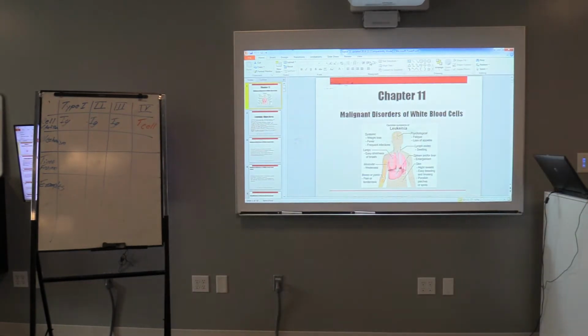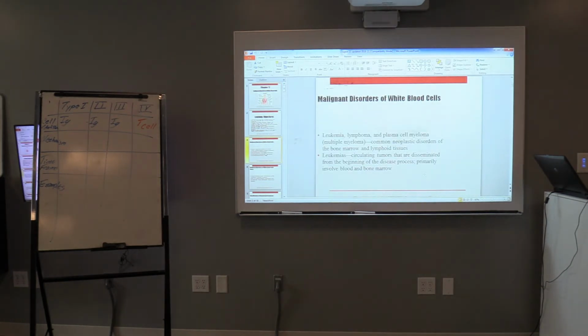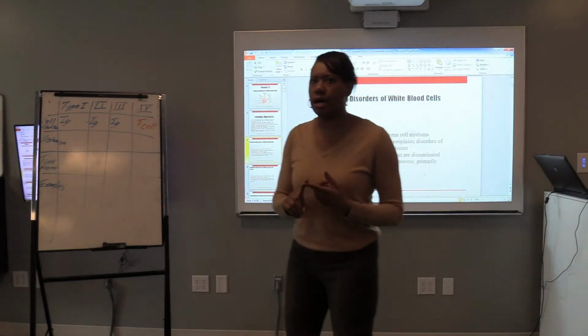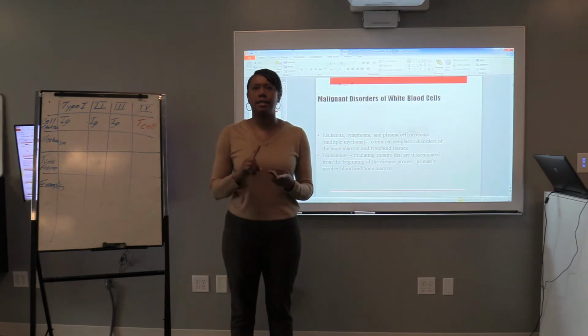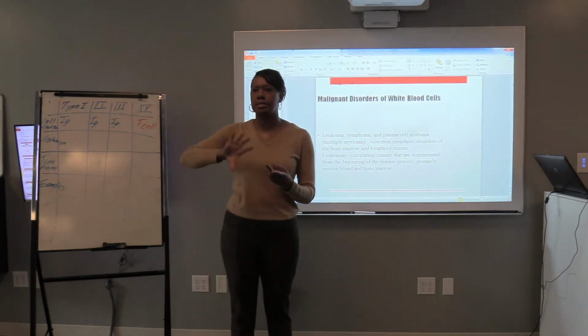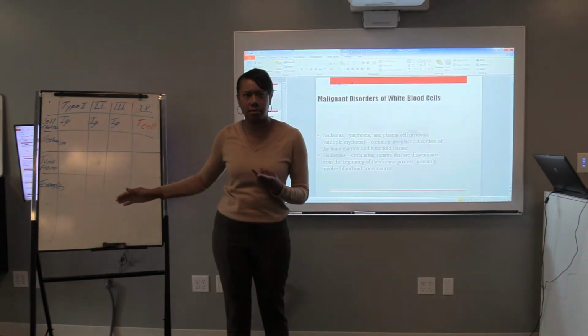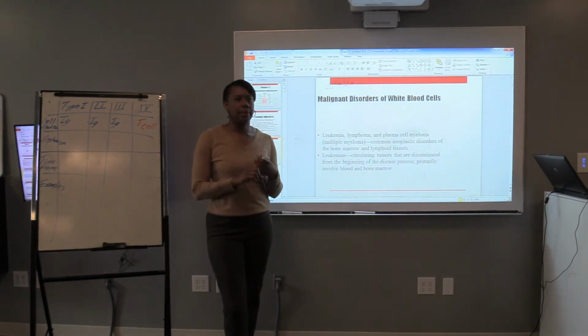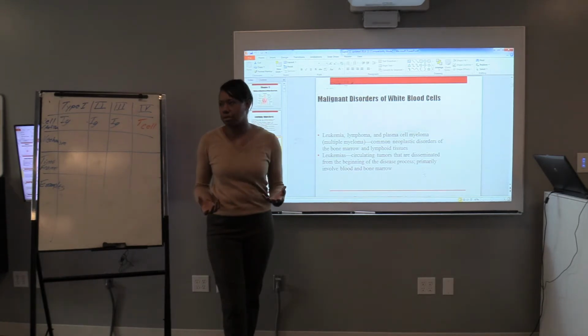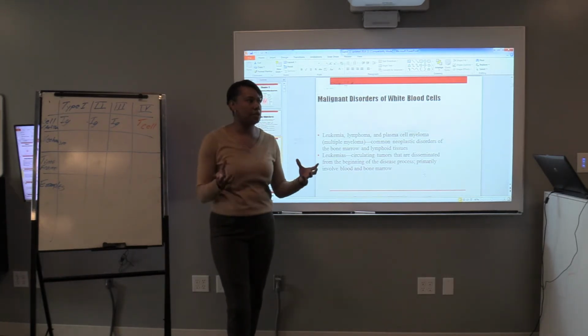Now, for chapter 11, one of the first things that we should know is how to define the difference between a leukemia, a lymphoma, and then we also put plasma cell myeloma in a class by itself. So a leukemia is a cancer of a white blood cell that is circulating in blood and bone marrow. That's basically the definition of that.